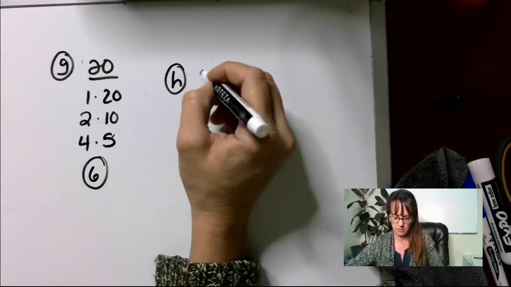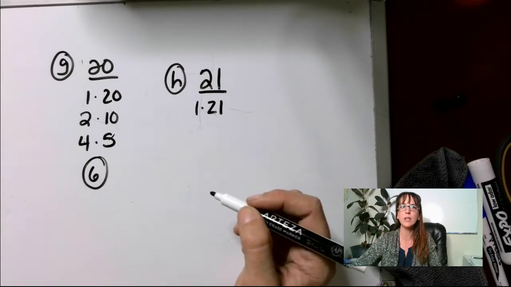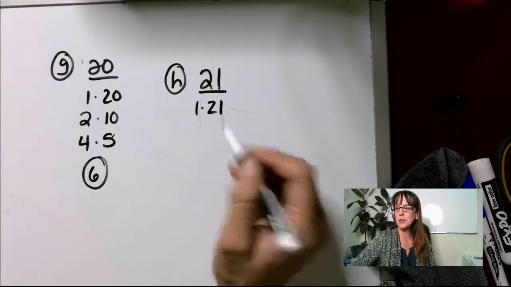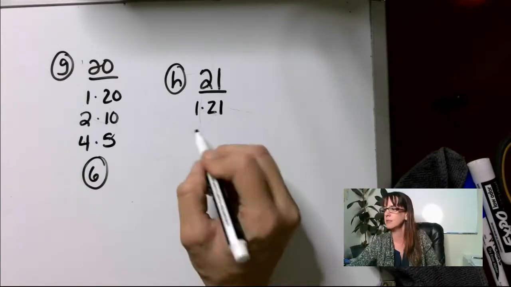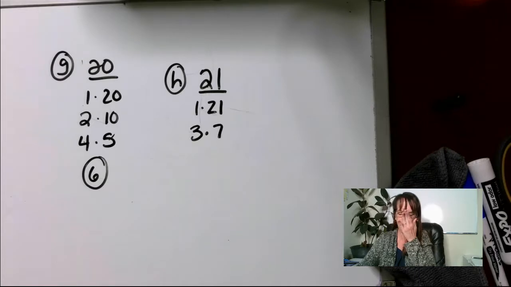H. All right, for 21, we have 1 times 21. After 1 is 2. No, 2 doesn't go in because it's not even. After 2 is 3. And sure enough, 2 plus 1 is 3, and 3 goes into 3, so 3 is going to go into this. 3 times 7, right? After 3 is 4, no. 5, no. 6, no. 7, yes, but it's already on the board, so we're done. The number of factors, 4.